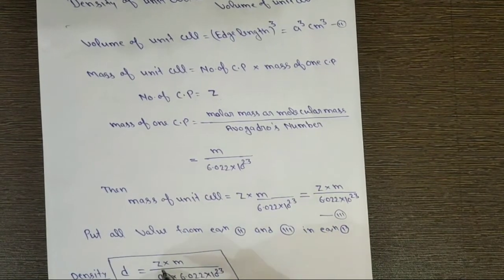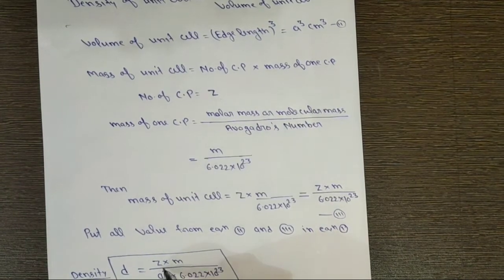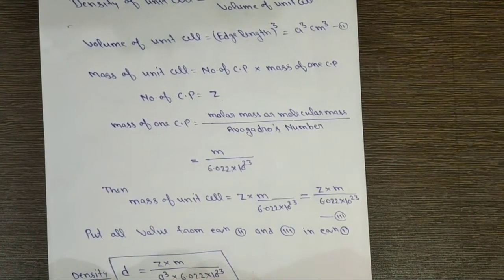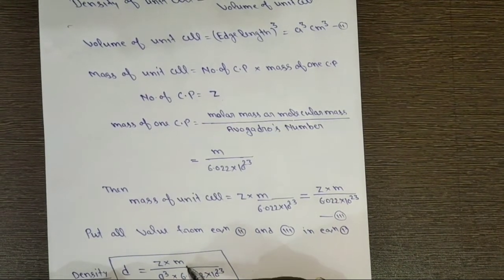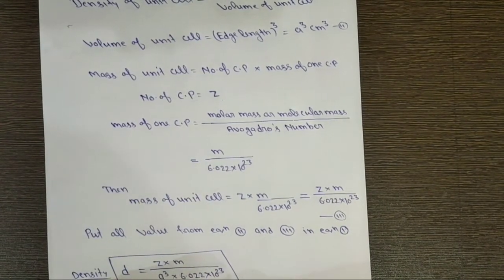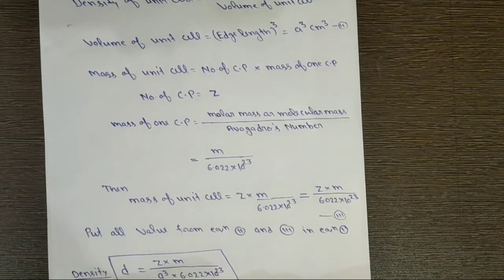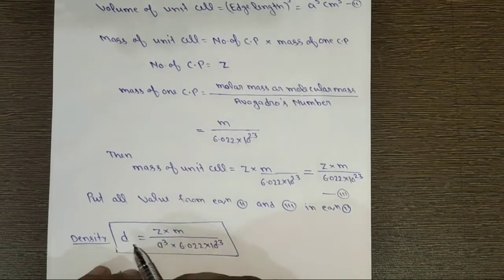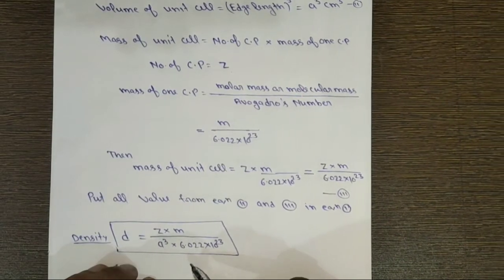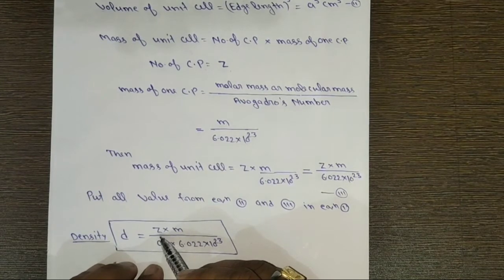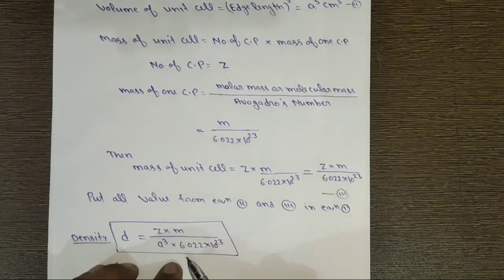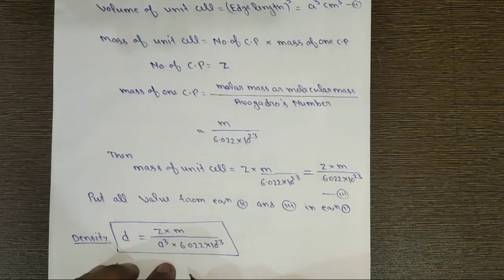Then the density of unit cell is equal to Z into M upon a cubed into 6.022 into 10 to the power 23, where Z is the number of constituent particles in unit cell, M is the molar mass or molecular mass of the constituent particle, a cubed is the volume of unit cell, and 6.022 into 10 to the power 23 is the Avogadro number. So density d equals Z into M upon a cubed into 6.022 into 10 to the power 23.